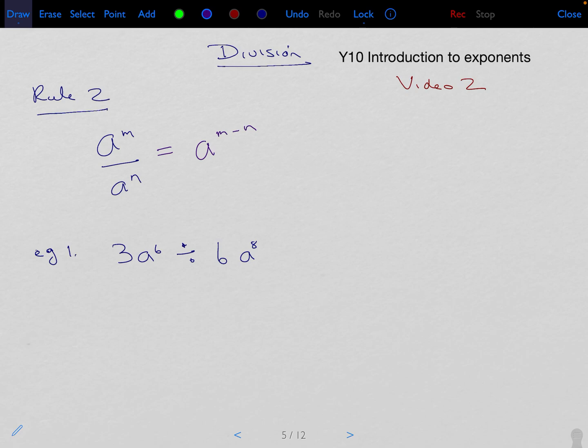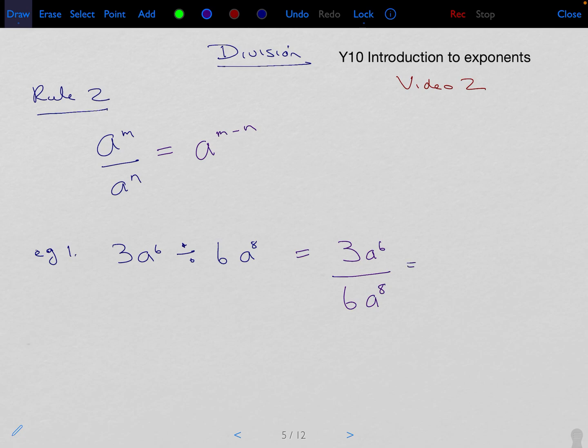Again, the rule is not very important. Well, it is very important, but it's not very important for you yet. The majority of your questions you can do without it. So you can go 3a to the 6 divided by 6a to the 8. Please do write it in the proper format. You're not supposed to be using baby divide signs.